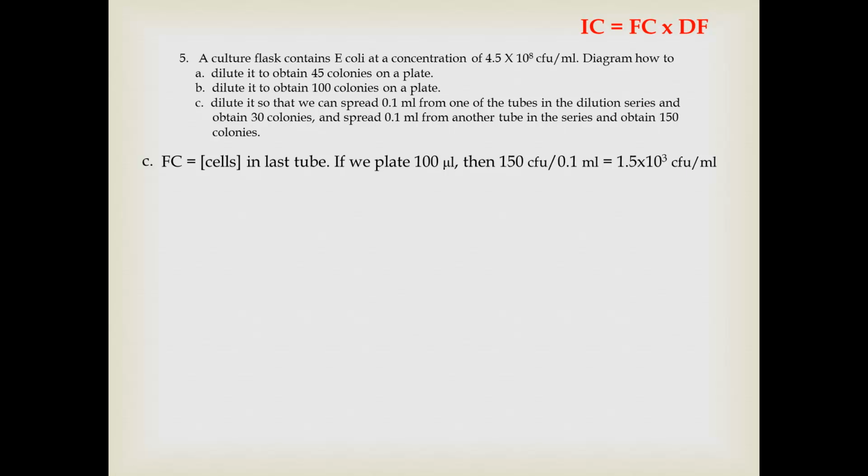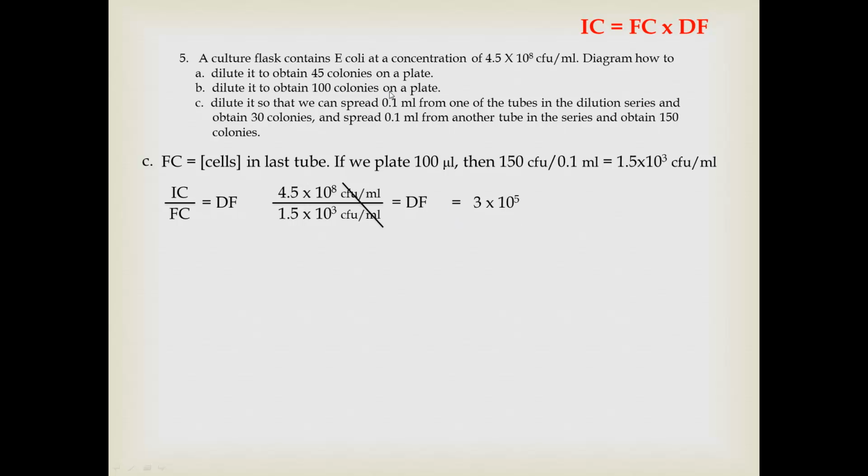And just like with part A and part B, we can use that to figure out the dilution factor we have to use to get there. IC over FC equals DF, right? If IC equals FC times DF, we just divide both sides by FC to get our DF. IC equals 4.5 times 10 to the 8th, FC is 1.5 times 10 to the 3rd. That means, units cancel, DF is 3 times 10 to the 5th.